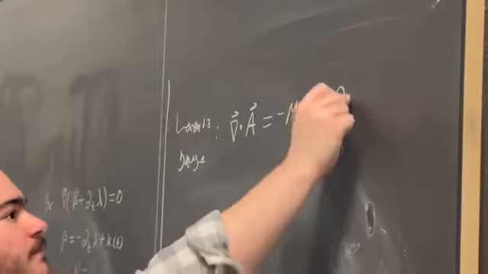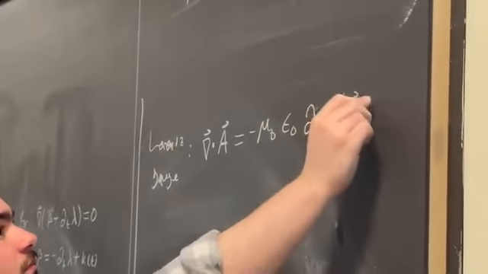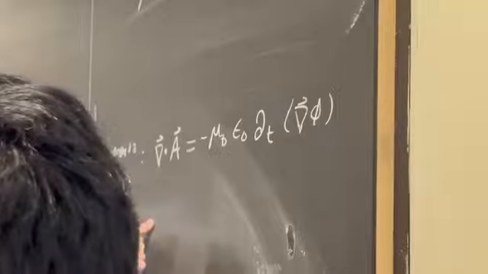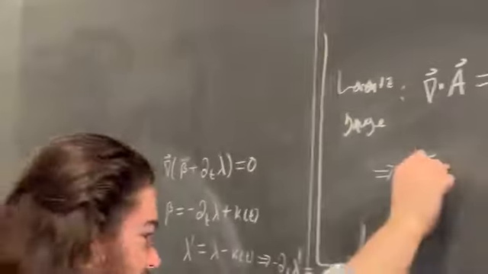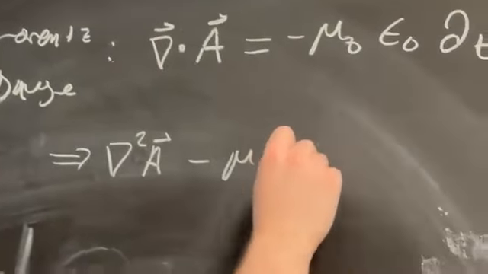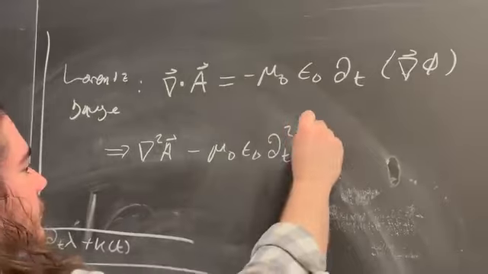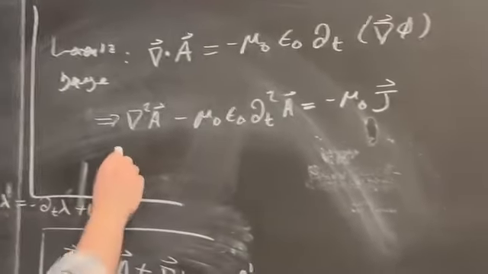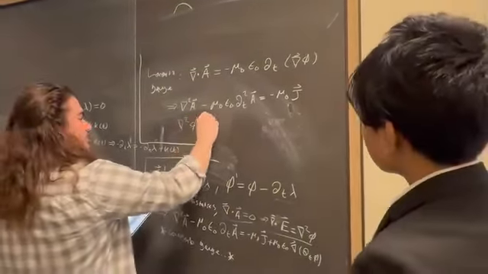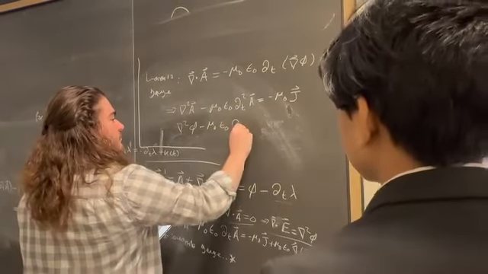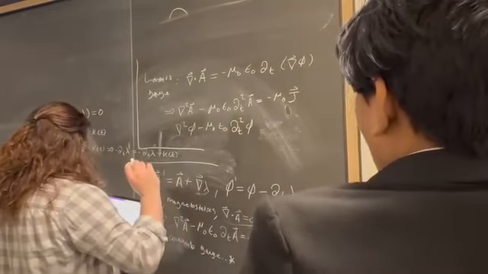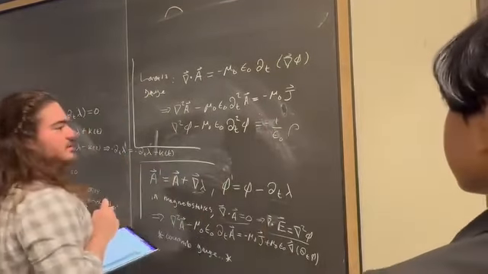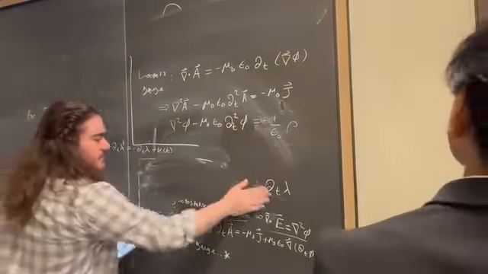So if we choose this to be true, this equation right here, then that equation down there becomes the Laplacian of A minus mu naught epsilon naught partial t squared A equals negative mu naught J. But that also implies that the Laplacian of phi minus mu naught epsilon naught partial squared phi dt squared equals minus 1 over epsilon naught phi.